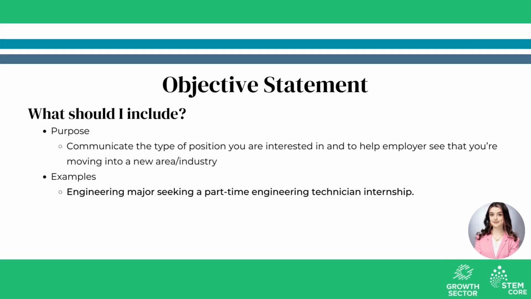Next up is our objective statement. So, what should you include here? Your purpose. So, we want to communicate the type of position that we're interested in to help the employer see that we're moving into a new area or new industry, or just overall what it is that we're passionate about learning and growing from in this job. So, some examples: an engineering major seeking a part time engineering technician internship.